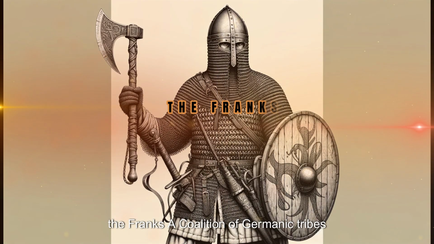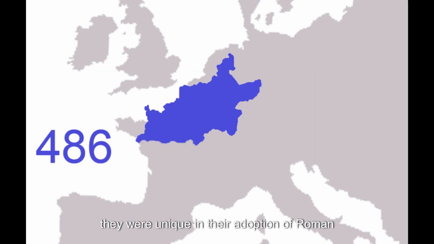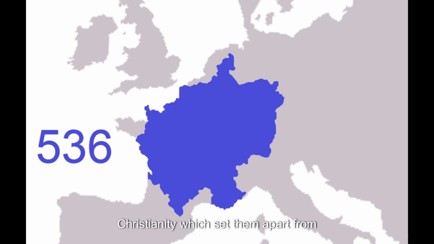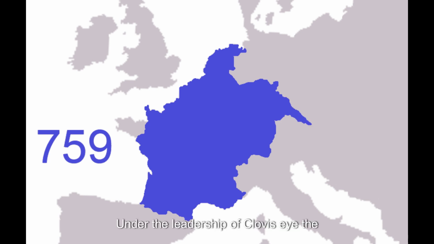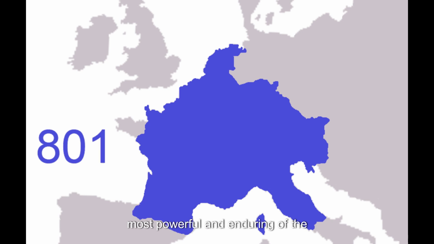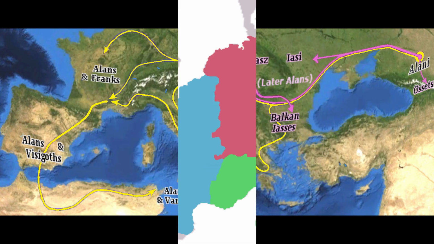The Franks, a coalition of Germanic tribes, settled in the Roman province of Gaul. They were unique in their adoption of Roman culture and their conversion to Christianity, which set them apart from other barbarian groups. Under the leadership of Clovis I, the Franks founded a kingdom that became the most powerful and enduring of the post-Roman states, laying the foundation for modern-day France.